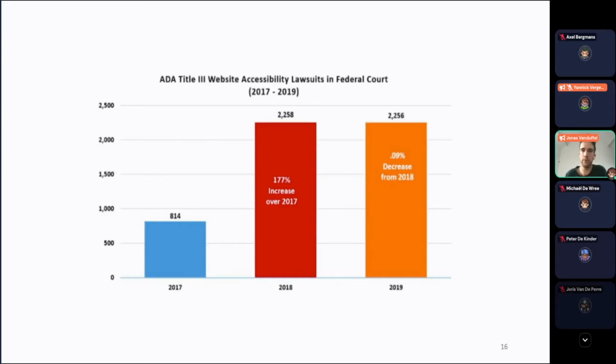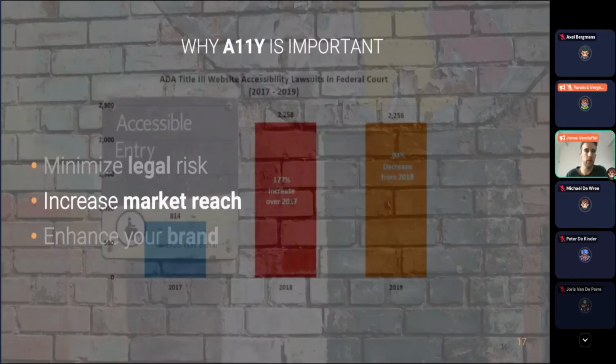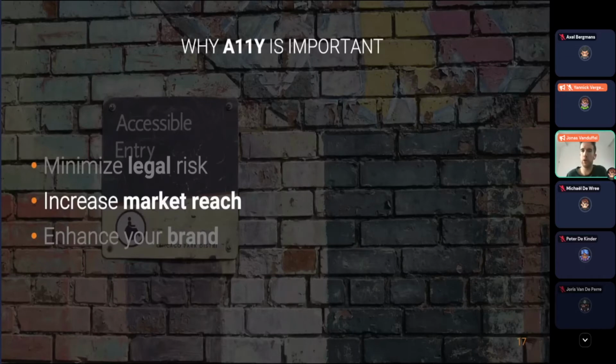Then the second one, increasing market reach. When you only make websites or any products for one specific type of person, you are really excluding other types of people, even if you don't realize it. For example, people who are blind, they still want to buy clothes, but if your website is not accessible, then they can't buy it. So you're really missing out on a market of people.